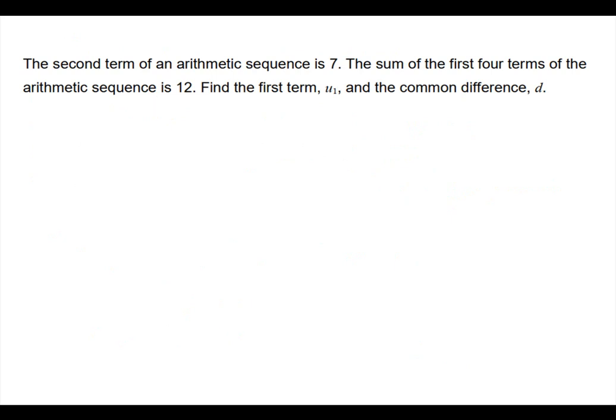Alright, let's take a look at this next problem here. So it says the second term of an arithmetic sequence is 7. So we know the second term is equal to 7. The sum of the first 4 terms of the arithmetic sequence is 12. So we know the sum of the first 4 terms is equal to 12. We need to find the first term and the common difference.